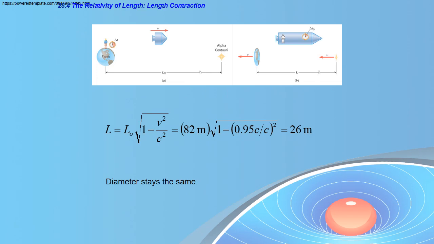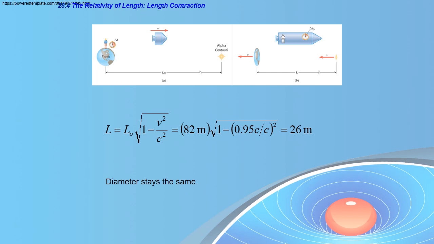So the length that I observe is equal to its regular length. Sorry, the length measured by the astronaut was 82 meters, so that's L naught, times the square root of 1 minus v squared, and it is moving at 0.95 c relative to me, divided by c, squared. So if I take 82 times that relativity factor, I get 26 meters.